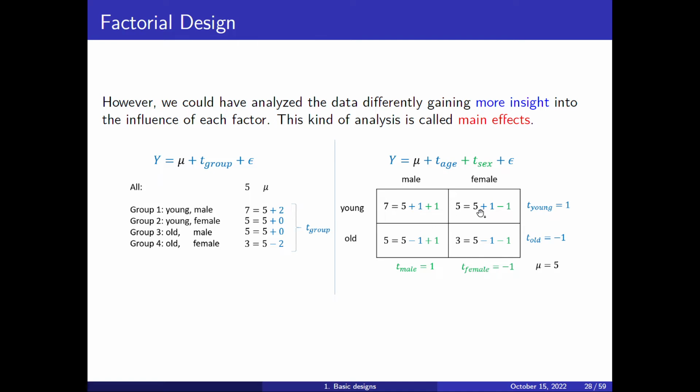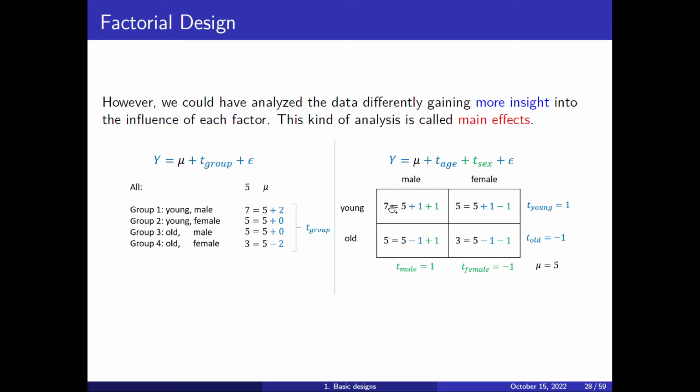And the same for young. Of young animals, the average is 6. 6 minus the overall mean is 1. And old animals, the average is 4. And 4 minus 5 is -1. And again, we have the addition of 0.